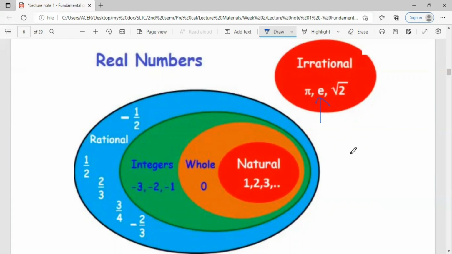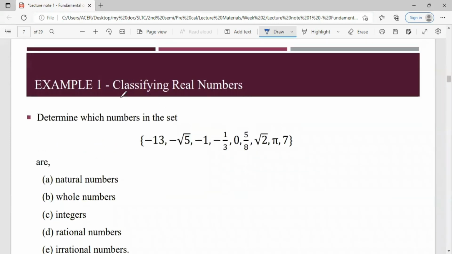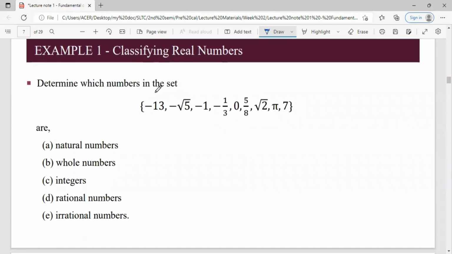Okay, then let's move to the next part. Here you have one example, classifying real numbers. So determine which numbers in the set are, here you have the number set: minus 13, minus square root 5, minus 1, minus 1 over 3, 0, 5 over 8, square root 2, pi, and 7. So we need to determine what are the natural numbers, whole numbers, integers, rational numbers and irrational numbers. Okay, let's do this one.